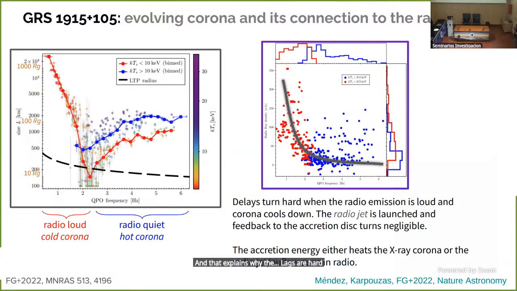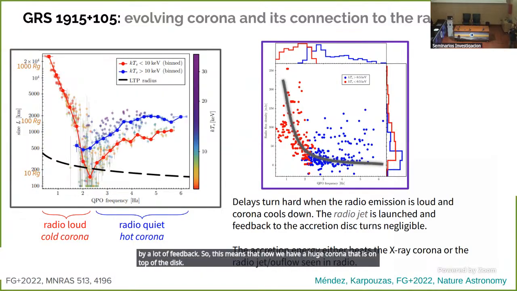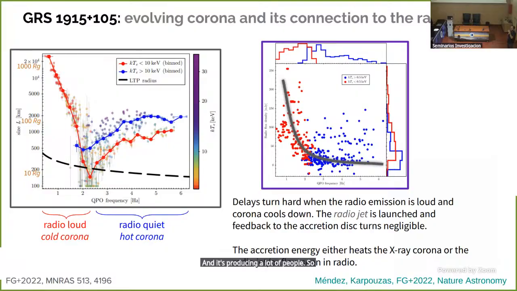And on the contrary, when there is no radio emission, so there is essentially no jet, we also know that the QPOs show soft lags. And these soft lags can be explained by a lot of feedback. So this means that now we have a huge corona that is on top of the disk and is producing a lot of feedback. So the corona is somehow changing in its geometry, also following the QPO frequency.